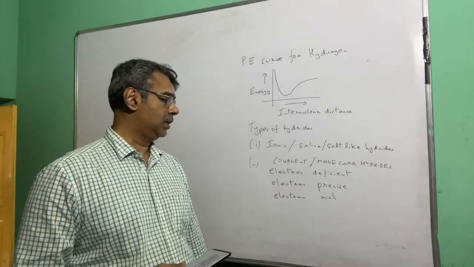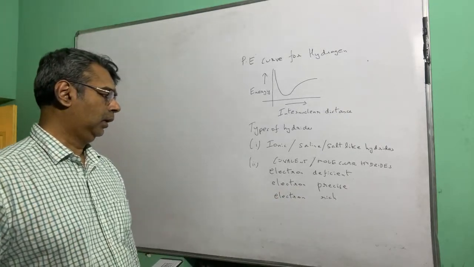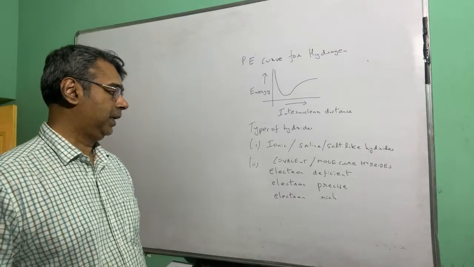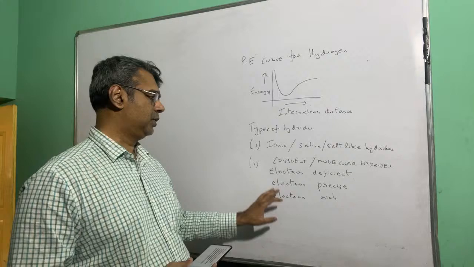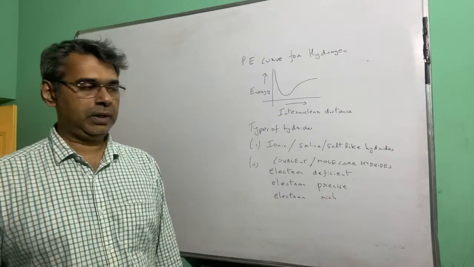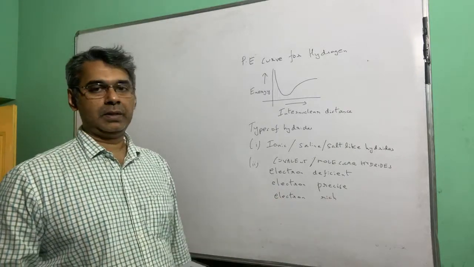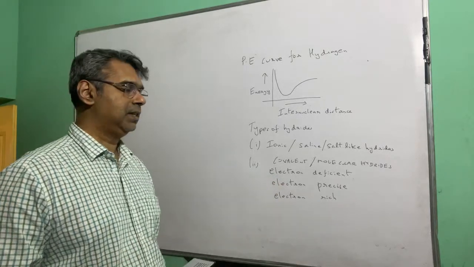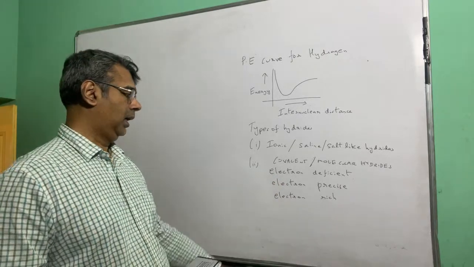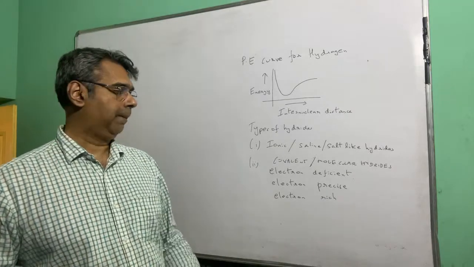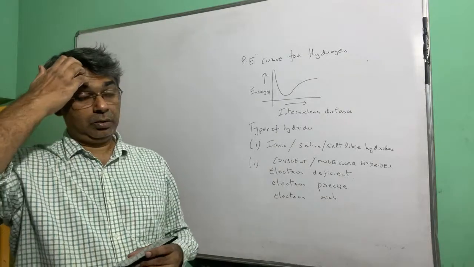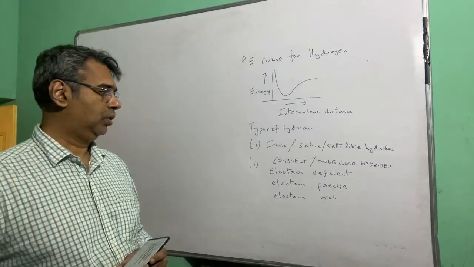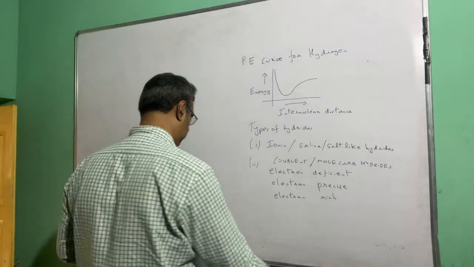Electron precise is group 14 and electron rich is group 15. Electron deficient is group 13, electron precise is group 14 and electron rich is group 15. So these are called covalent or molecular hydrides. Why? Because they are all non-metallic, so covalent or molecular hydrides.